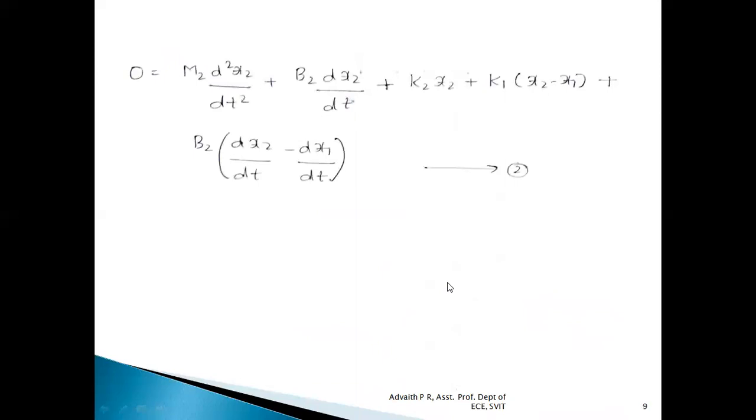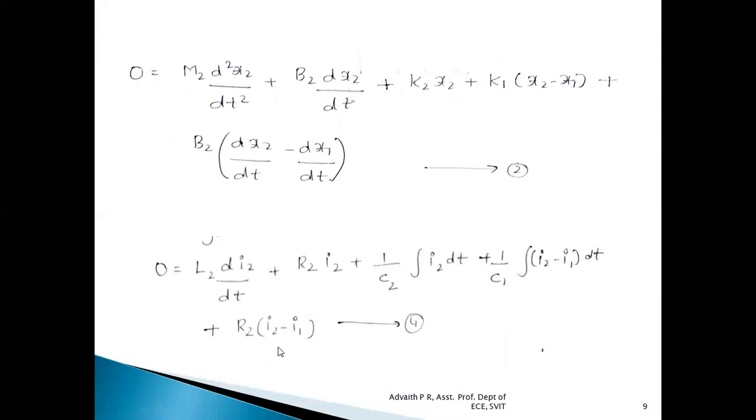Similarly, we'll do for the second equation. With respect to the second equation, 0 will be as it is, 0 is equal to L2 into di2 by dt plus R2 into I2 plus 1 by C2 integration of I2 dt plus 1 by C1 integration of I2 minus I1 dt plus R2 into I2 minus I1. So this will be our equation number 4. So for this equation number 2, we have applied the conditions of FV analogy. So we have got these two equations.